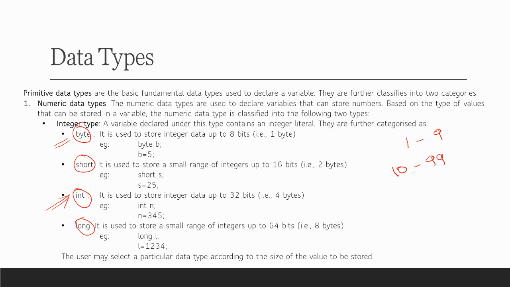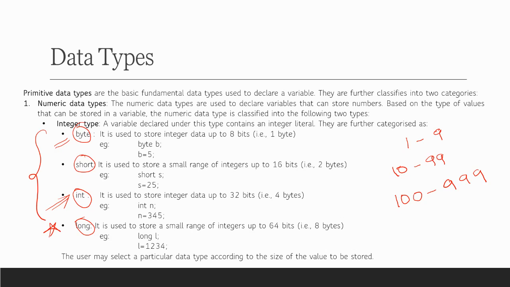The next type is int, which can store data up to 4 bytes, which means that we can store numbers ranging from 100 to probably 999. Long is the largest integer type, which can store about 8 bytes of data. Therefore, long can store as much as up to 8-digit numbers. So you can consider long to be the father of int, short, and byte.